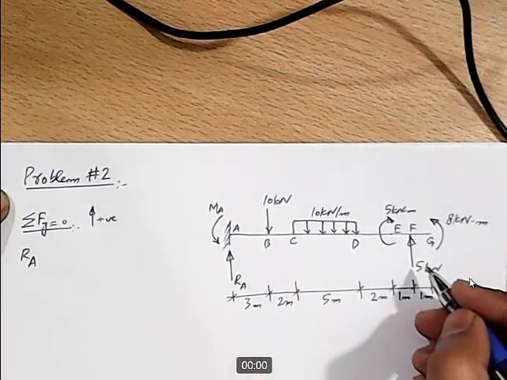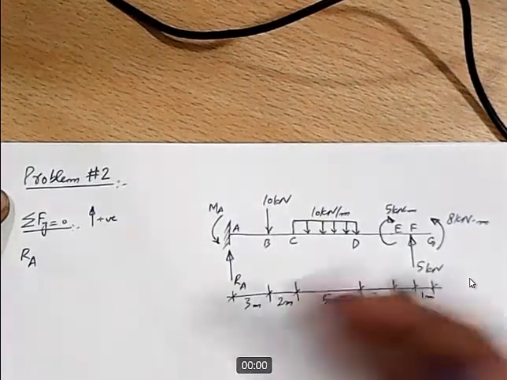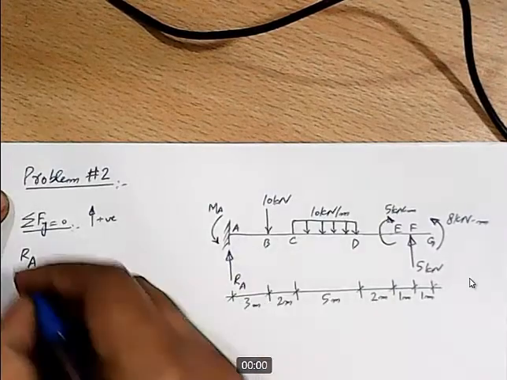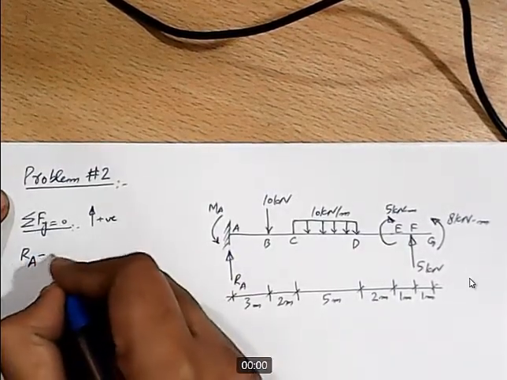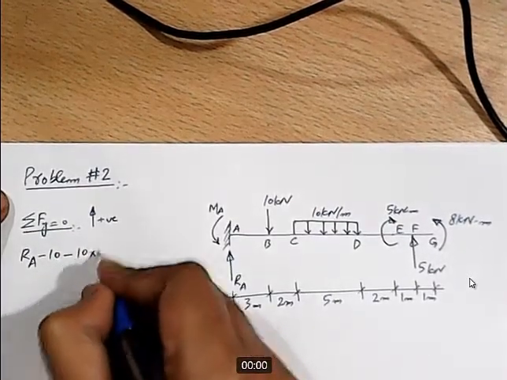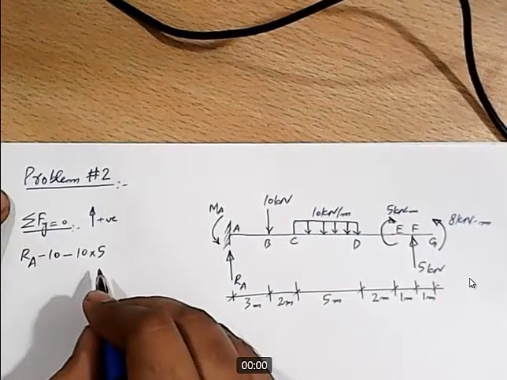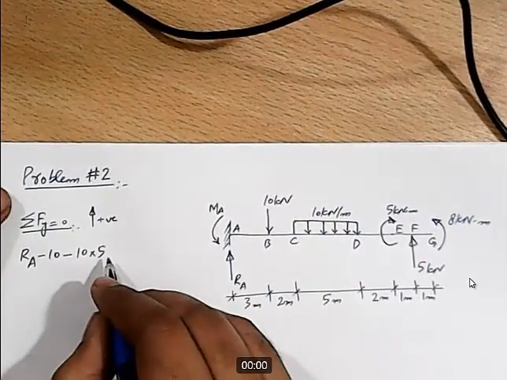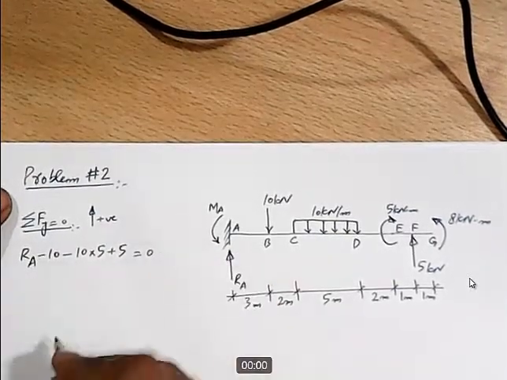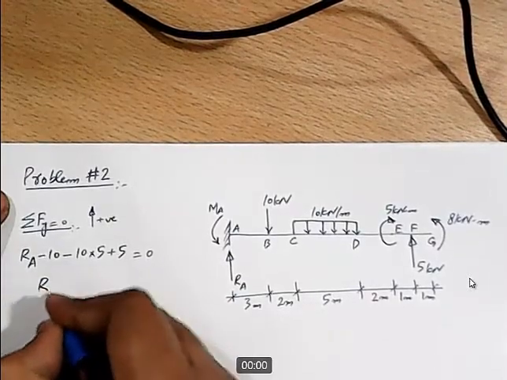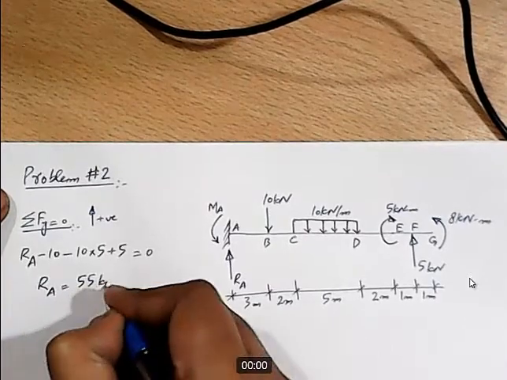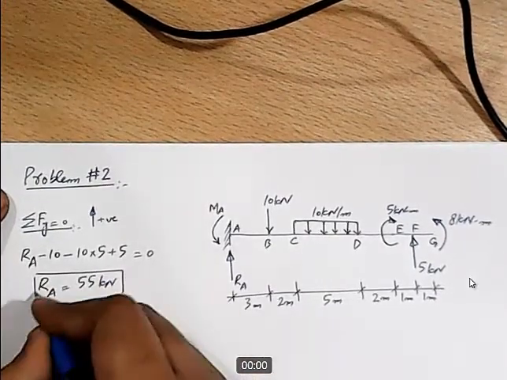Either we can write it down here or we can move in the sequence and we'll write it down when we reach that force. So RA in upward direction and 10 kilonewton force acting in downward direction, so minus 10, and then we have this UDL, that is 10 into 5, and then the point moment will not come here in this equation, and then we have 5 kilonewton force acting in upward direction, and that is equal to 0. So if we solve this equation, we'll get RA is equal to 55 kilonewton. So one reaction is calculated.